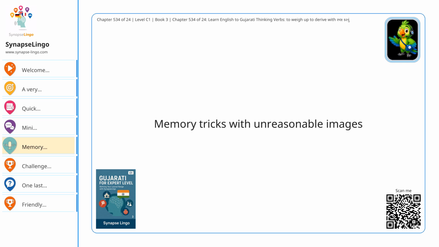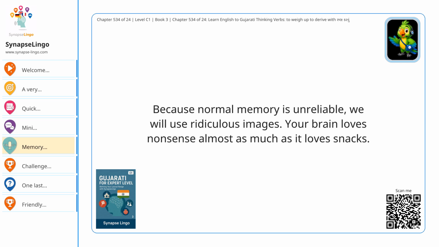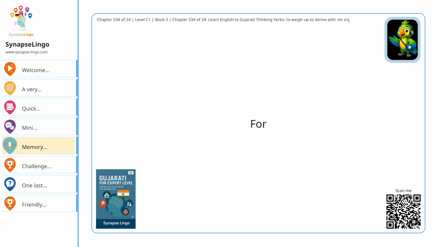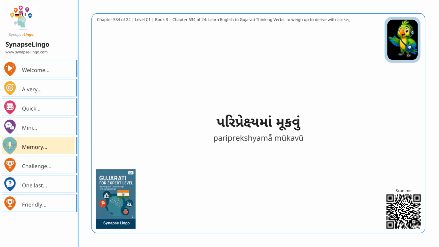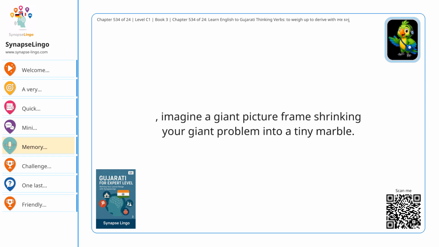Memory tricks with unreasonable images. Because normal memory is unreliable, we will use ridiculous images. Your brain loves nonsense almost as much as it loves snacks. તોલવું. Picture a chicken in glasses weighing life choices on a golden scale. પરિપ્રેક્ષ્યમાં મૂકવું. Imagine a giant picture frame shrinking your giant problem into a tiny marble.